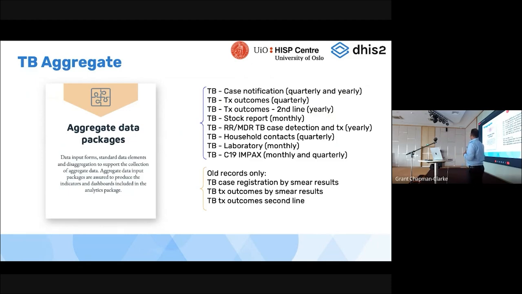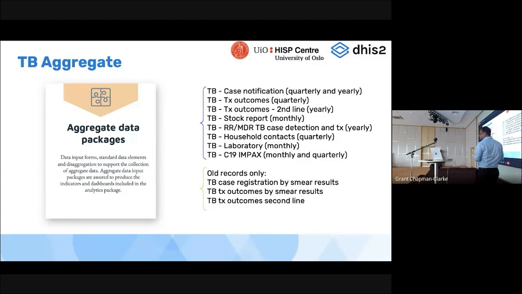So in the TB aggregate package, these are all the different modules of TB that have been included. This was very new, very latest. When we started a long time back, not all these things were there. It was only case notification, outcome, second line. The stock wasn't there. MDR TB was there. Household contact wasn't there, that was also newly added. Laboratory wasn't there. COVID-19 impact was also not there. Those are a few things where the University of Oslo and WHO team are working together to build up all this aggregate package so that countries can actually use it.